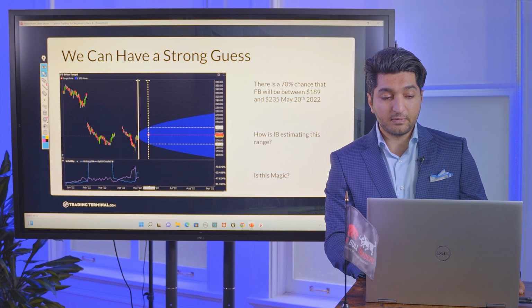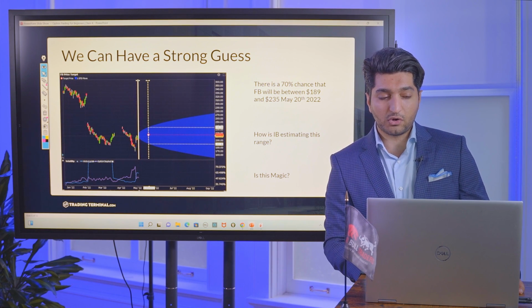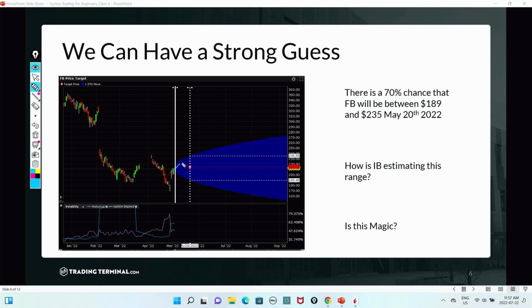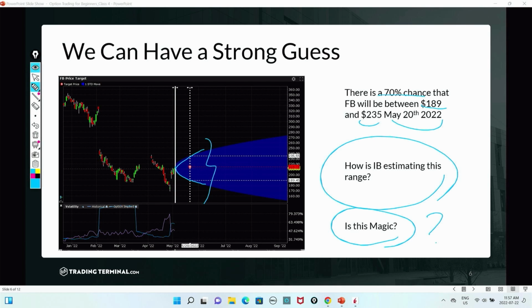So for that reason, you want to know where the Facebook stock is going. A lot of the brokerage firms will give you something like this, a kind of pattern of where they think the stock is going to be, and you can do this for any stock. This is from Interactive Broker, by the way. So the platform is telling you there is a 70% chance that Facebook will be between 189 and 235 by May 20th of 2022. How is Interactive Broker estimating this? Is this magic? Where is this number coming from?